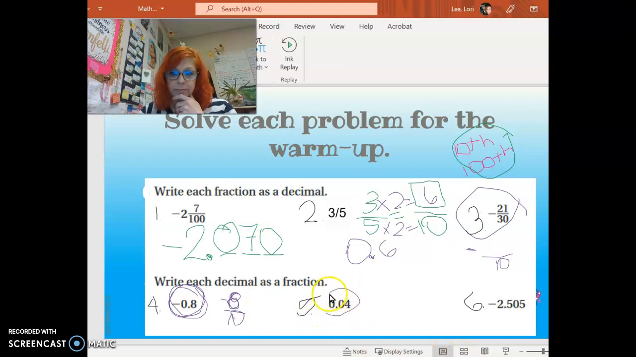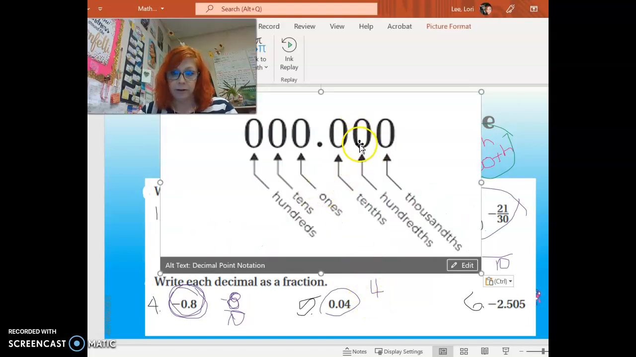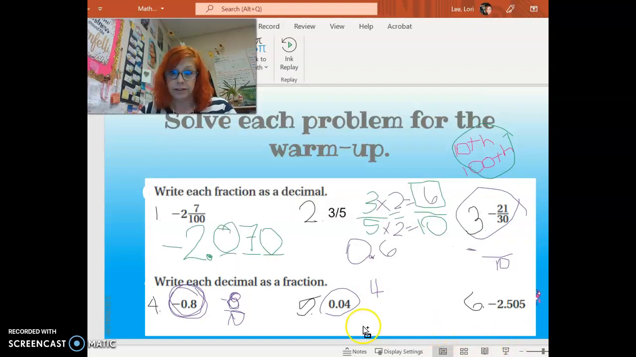What is this one? Remember, the second one over is the what? The hundredths. So this would be 4/100ths. Easy peasy, lemon squeezy, guys.